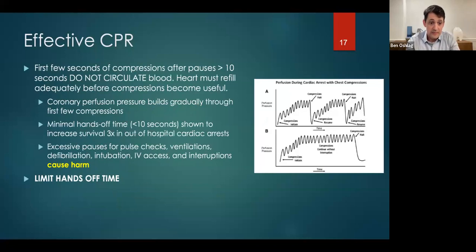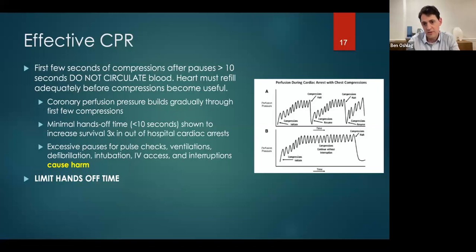Also, minimize the time off the chest. You really need to do compressions for as much as possible. The first few seconds of compressions don't actually circulate any blood. If you have a pause greater than 10 seconds, the heart empties, and you have to essentially prime the pump to refill the heart to actually be able to push blood forward through the body and perfuse the coronary arteries.